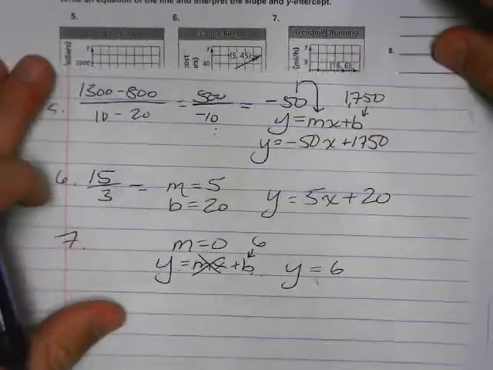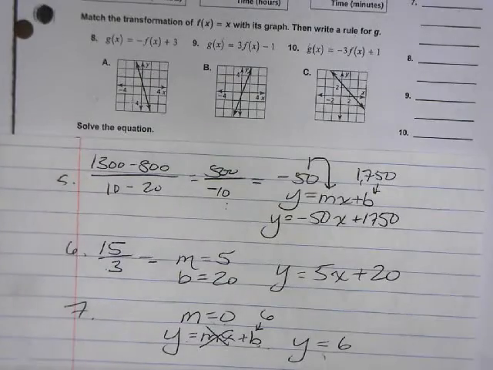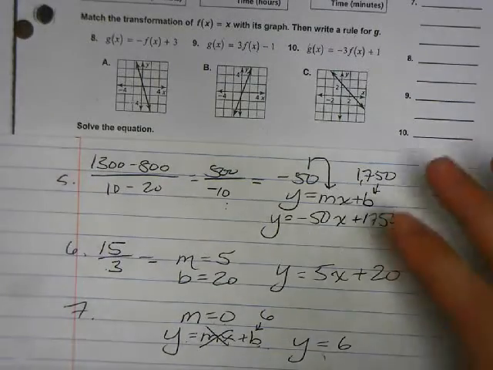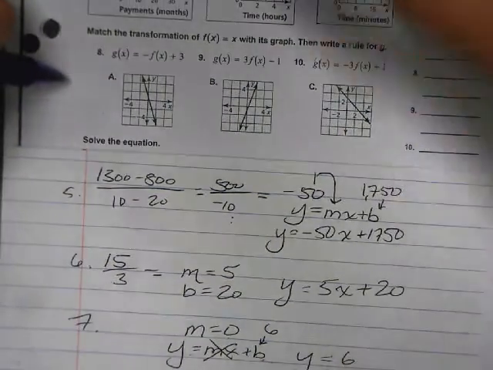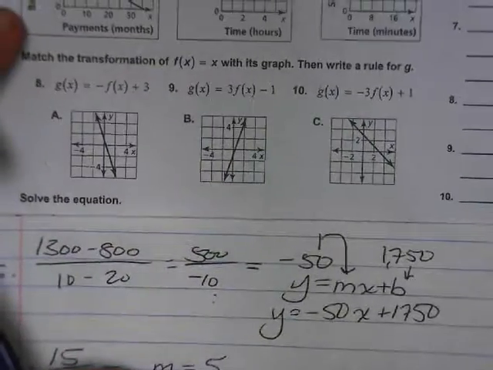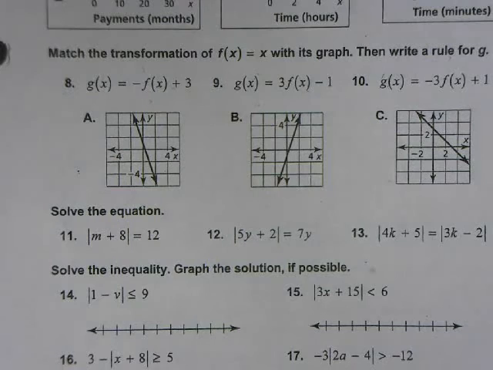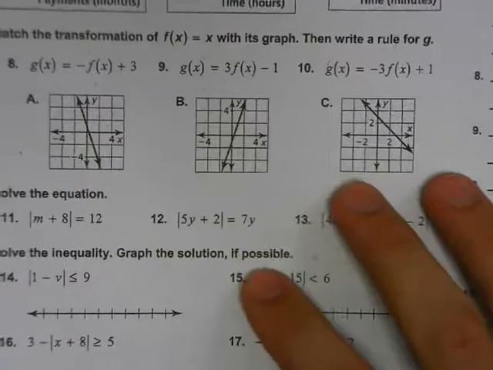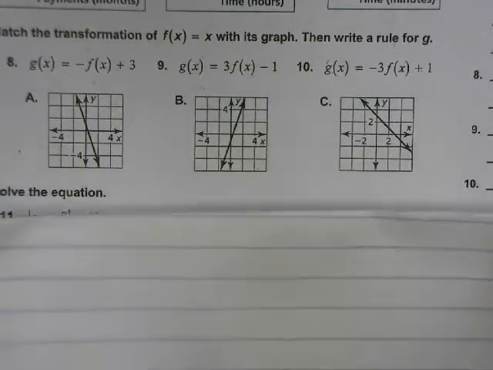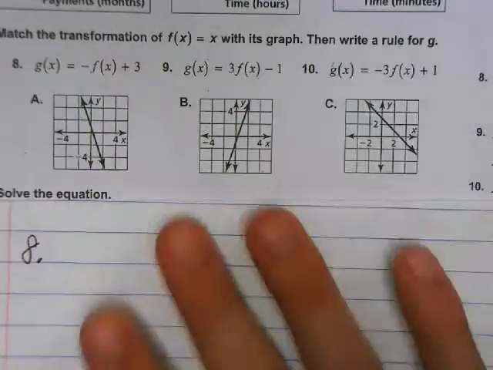All right, guys. Next one up is going to be transformations. So this is now getting into section 1.3 in the textbook. So let's look at number 8. They want us to match the transformation with the graph. So number 8. Let's look at number 8.